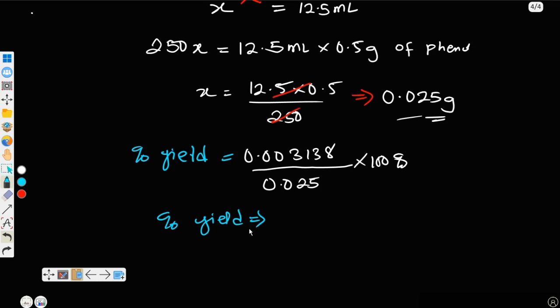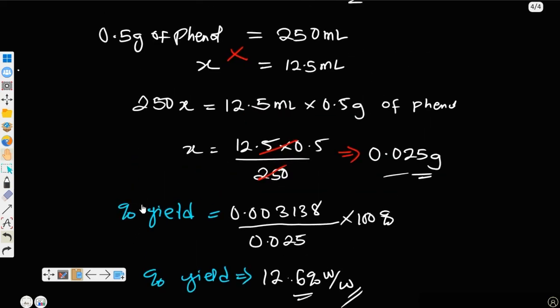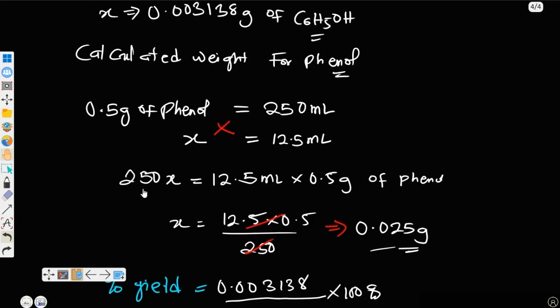0.003138 divided by 0.025 times 100%. Percentage yield will give you approximately 12.5%, or 12.6% weight by weight. So this is the percentage purity or the percentage yield of phenol. Is that okay? So that's basically everything for this experiment.